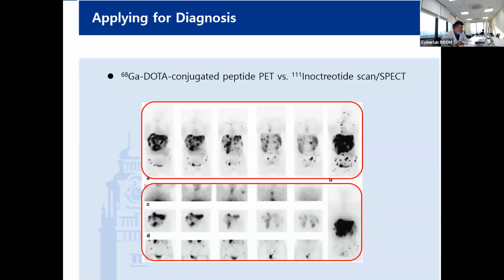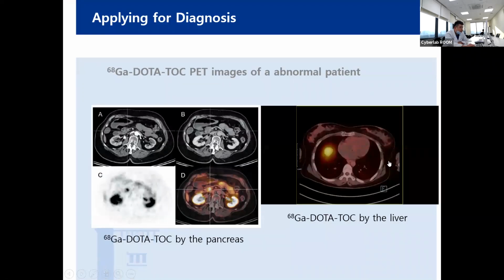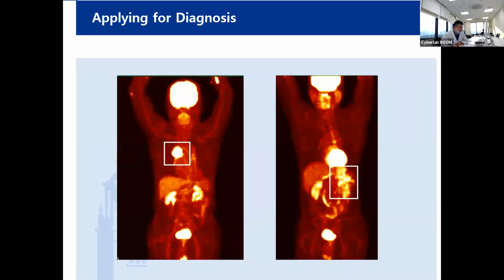Gallium-68 DOTA images. This one and this one. This image is octreotide, the In-111 scan SPECT. You can see the difference. DOTA images of the abnormal patient. This one is the cancer part by liver. This is a tumor uptake.